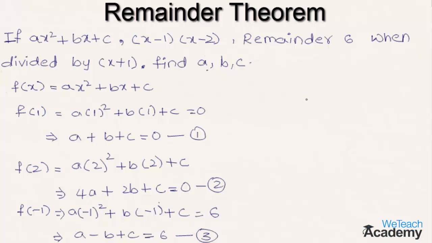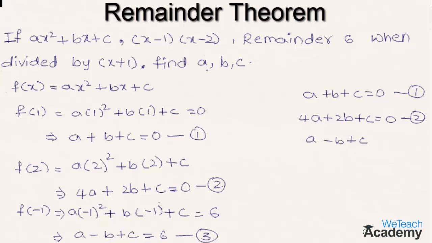So first let us write here the three equations. a plus b plus c is equal to 0 is the first equation, and the second equation is 4a plus 2b plus c is equal to 0, and we have the third equation as a minus b plus c is equal to 6. So by using these three equations, let us find the values of a, b and c.